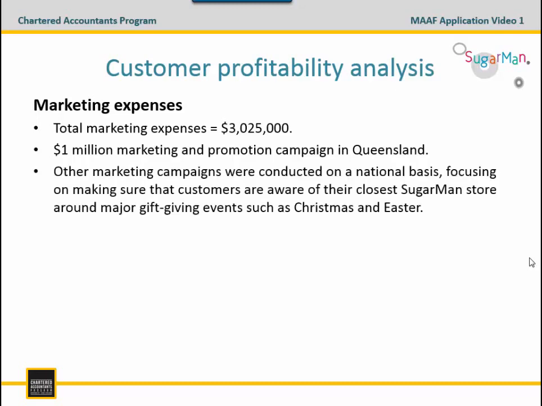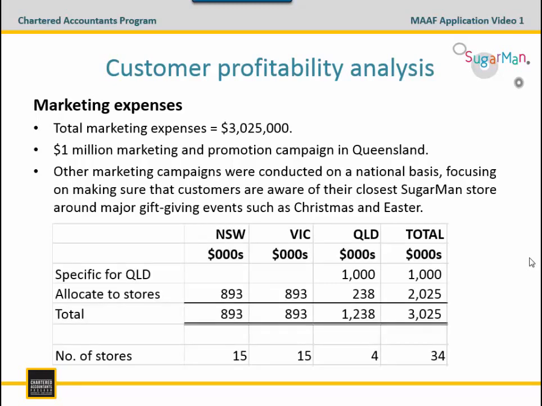The balance of the marketing spend relates to campaigns conducted on a national basis, focusing on making sure that customers are aware of the closest Sugarman store around major gift-giving events. The location of stores would determine where the campaigns are run. Therefore, it appears that this proportion of the marketing spend should be shared on a per-store basis. Therefore, the balance of marketing expenditure, being $2.025 million, should be allocated to the customer regions based on the number of stores in each region. Again, the final reconciliation shows that we have allocated the $3.025 million worth of marketing expenses.